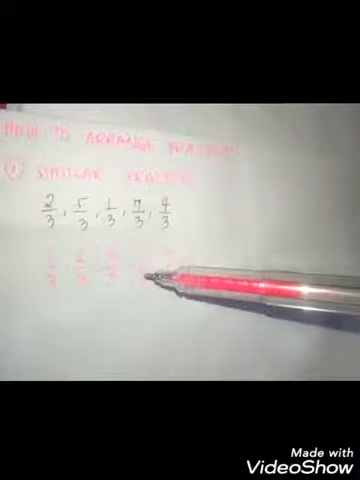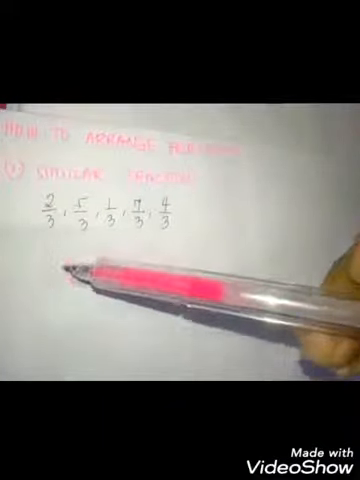It's up to the instruction. If you are asked to arrange the similar fractions from greatest to least, then you have to start with 7/3, followed by 5/3, then 4/3, then 2/3, and 1/3.